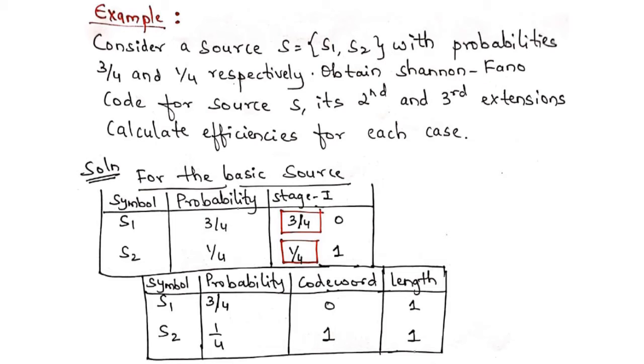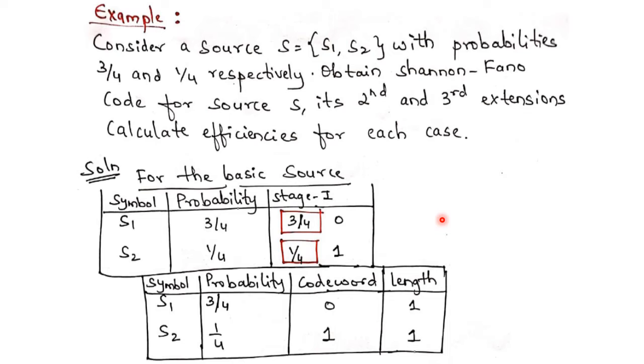So consider a source S which emits two discrete symbols S1 and S2 with probabilities 3 by 4 and 1 by 4 respectively. Obtain Shannon-Fano code for the source S, its second and third order extensions. Calculate efficiencies for each case.